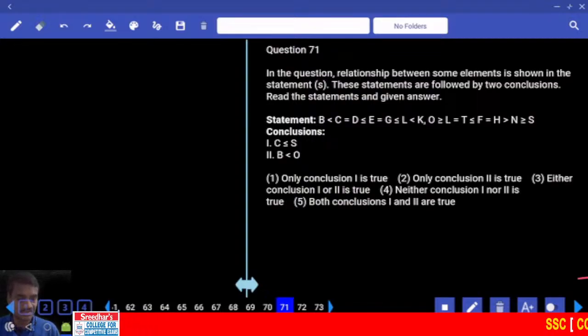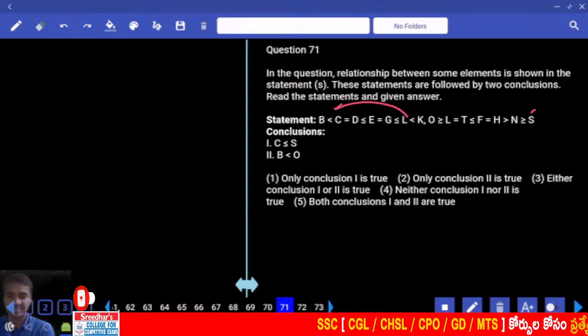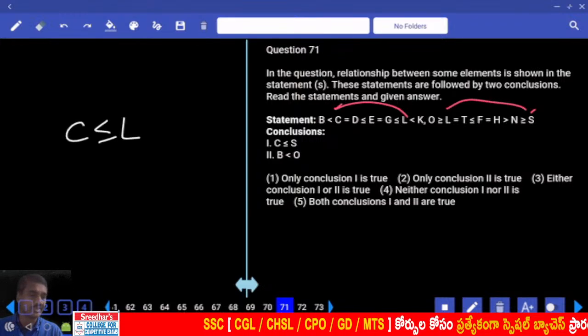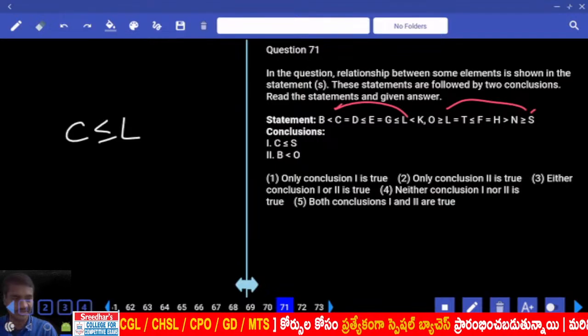Now C and S. Now C is here and S is here. The element that is common between these two. Which letter is common? L. Now C to L. C lesser than or equals to L. And next one L to S. L to S, opposite symbol. Opposite symbol, no relation between these two.